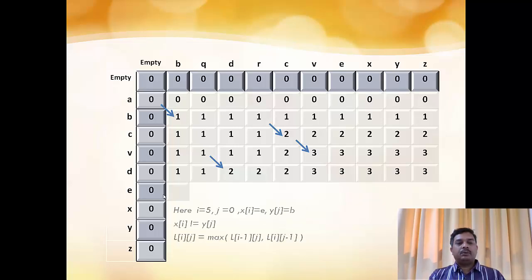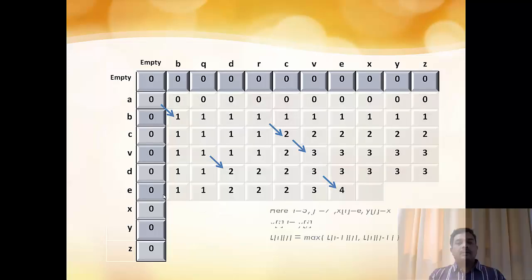Now talk about the sixth row. I equal to 5, j equal to 0. Xi is E and yj is B. E is not equal to B, that's why taking maximum. E and Q, E and D, E and R, E and C, E and V not same, taking maximum. Now E and E is same, that's why left-hand top corner plus 1. So 3 plus 1 becomes 4 here. E and X not same, that's why taking maximum. E and Y not same, taking maximum.